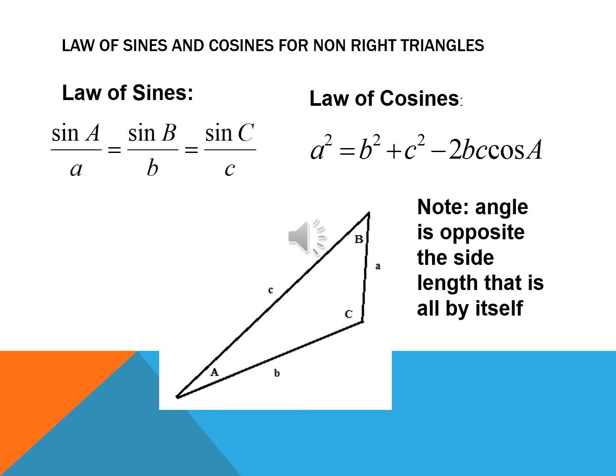There are some times where one formula is going to be better than the other. There's times where you could use either one. Notice for law of sines, you have to have an angle in between two sides, or you need to have two angles and a side in order to actually solve for the law of sines.